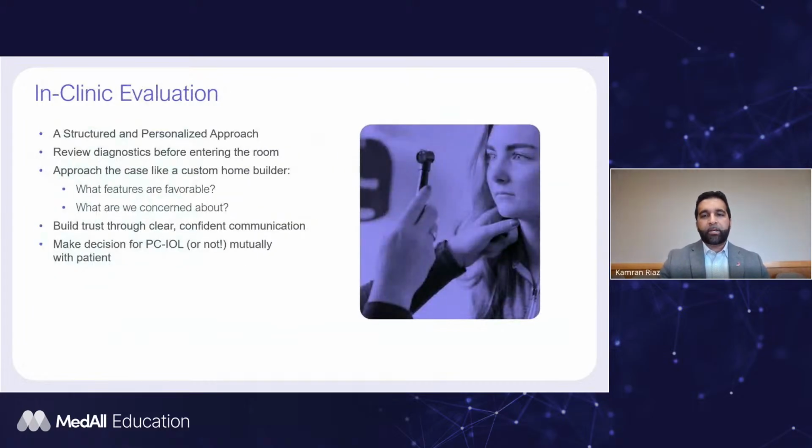We all are pretty good at doing slit lamp exam and examining the patient's eye, but before we enter the room, we should review the diagnostics so that when we enter the room, we approach the case like we're a custom home builder. Which features of the patient's anatomy or personality are favorable? What are we concerned about? What are our limitations? Just like a builder says, if the property is only this size, but a homeowner wants a 6,000 square foot house, well, you can't build that large of a home on a very small piece of land. Same thing when we're trying to determine who's going to be a good candidate.